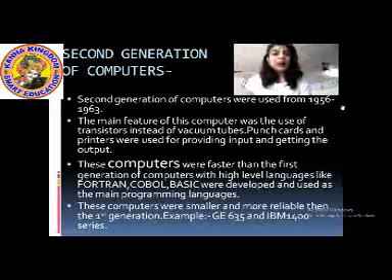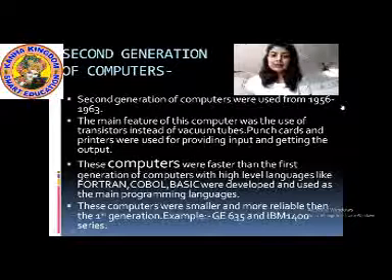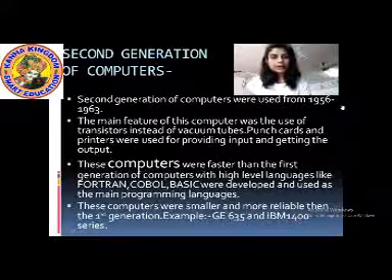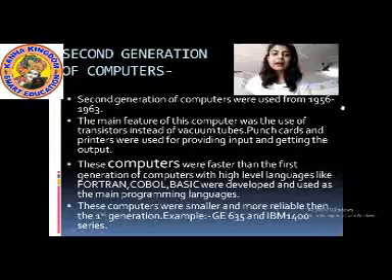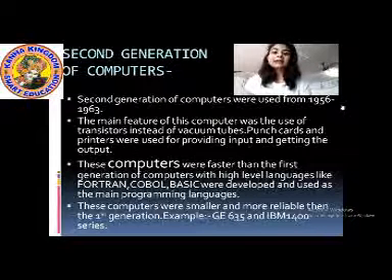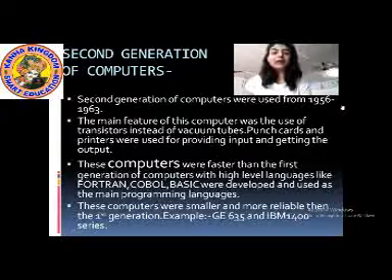Now, what are transistors? Transistors are electronic equipment that are used in computers, television, radios, etc. These are electronic materials that are run with the help of electricity.